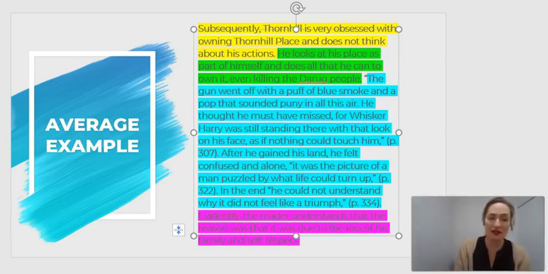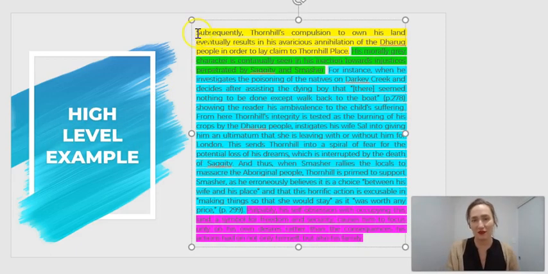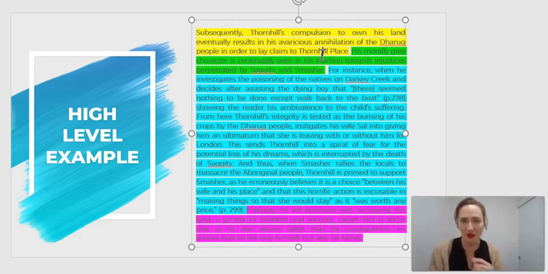So let's move on to a higher level example where we have a bit better vocab and a bit better analysis. So again, we have a beautiful cohesive device here, subsequently. I start with my topic sentence or my mini thesis where I say, subsequently, Thornhill's compulsion to own his own land eventually results in his avaricious annihilation of the Darug people in order to lay claim to Thornhill Place. I just want to point out to you that Darug can be spelled with an H or without an H. It's kind of interchangeable. So here we're saying that his compulsion to own his land results in his greedy or selfish annihilation of the Darug people in order to lay claim to Thornhill Place.